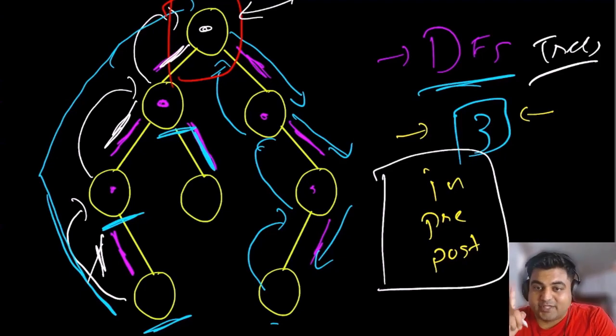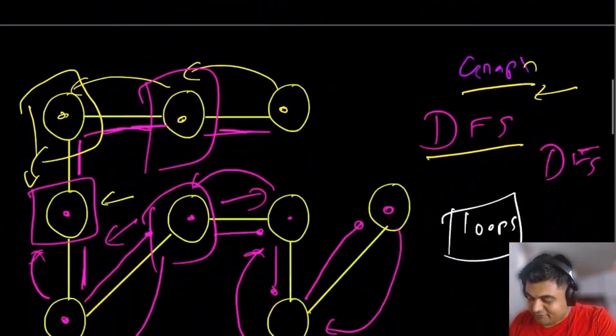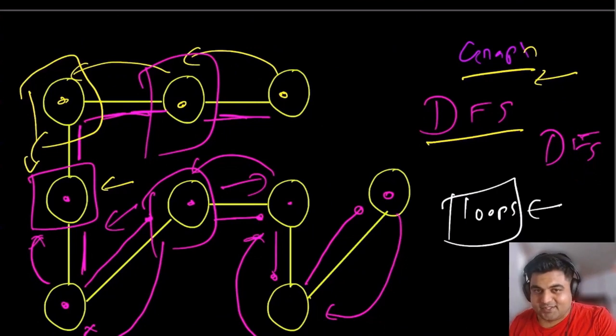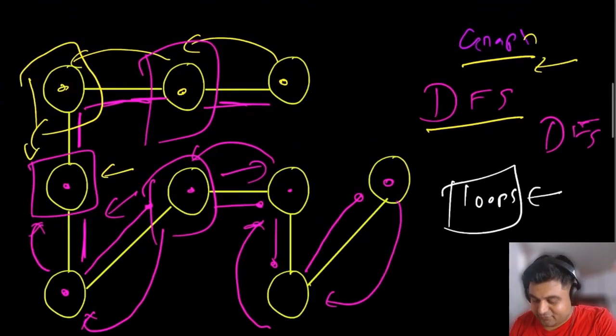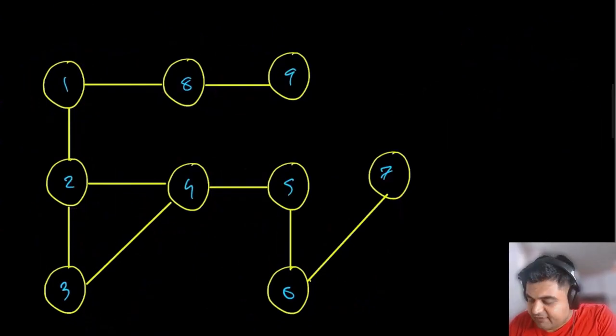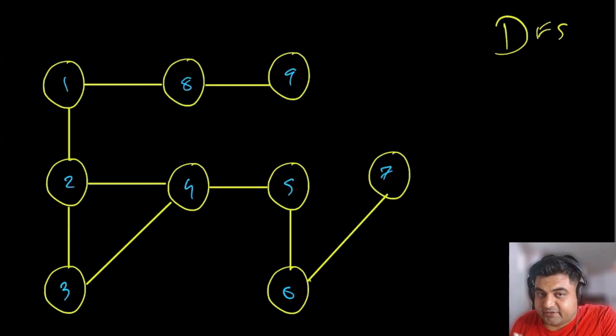But I told you that for graphs, you will have to take care of one more thing, and that is loops. So now let's see why for graphs you will have to take care of loops and not for trees. Okay, so for this graph, let's try to move in the DFS fashion, and we can start iterating from any single node. So let's just say, for example, we start from this node number 1.